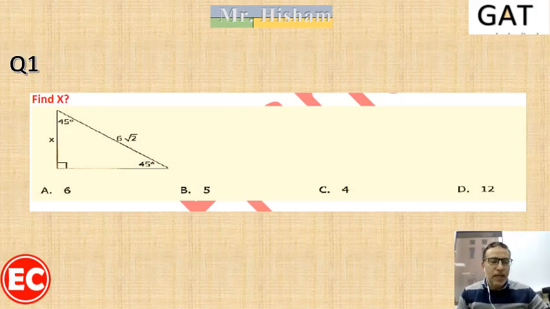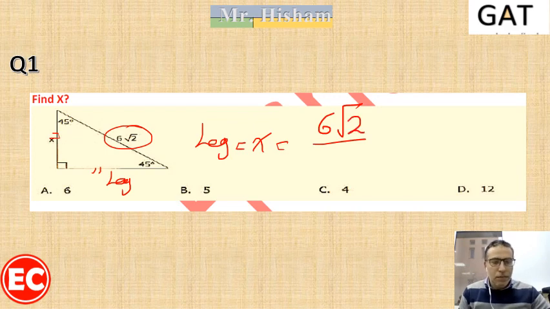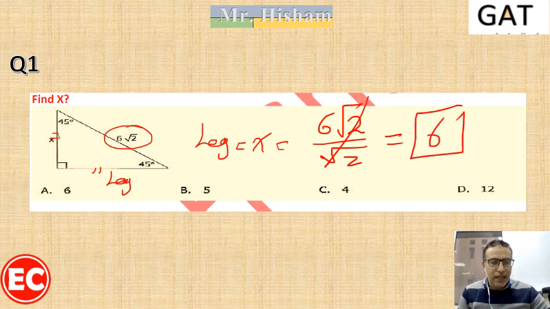Regarding question number 1, as we can see, we have a right angle triangle and the two angles, each one of them is 45. So this is a special right angle triangle. So this side is equal to this side. So the missing side is the leg and the given is the hypotenuse. So if I wanted to find the leg, and the leg in this case is x, I'm going to divide 6 root 2 by root 2. I cancel root 2 with root 2, so the leg is equal to 6.